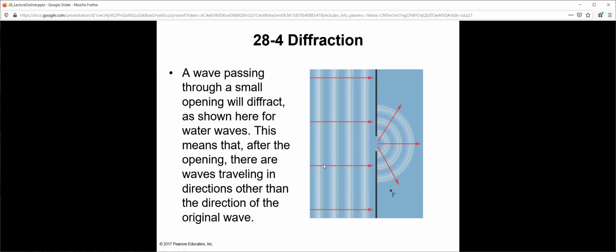All right, so diffraction. A wave passing through a small opening will diffract. We talked about that at the beginning of this chapter. Again, this is the wave idea, the wave breaking on shore idea, as shown here with water waves, right? This means that after the opening, there are waves traveling in directions other than the direction of the original wave, right? That's what a breaker does. It breaks up the wave, sends out, disperses it.